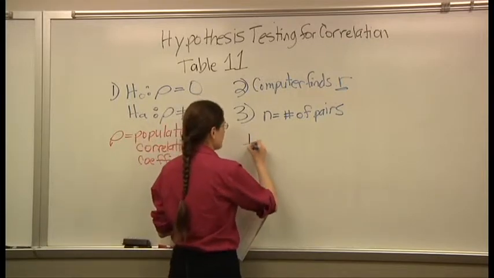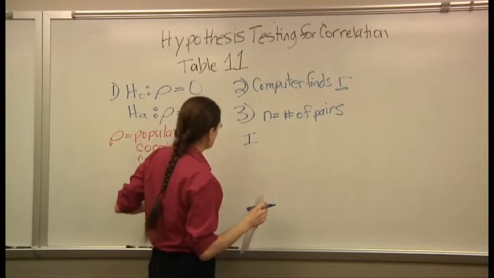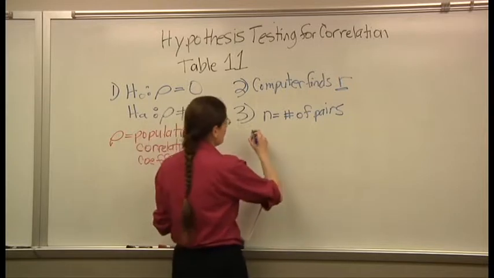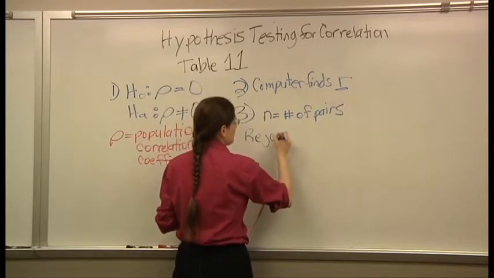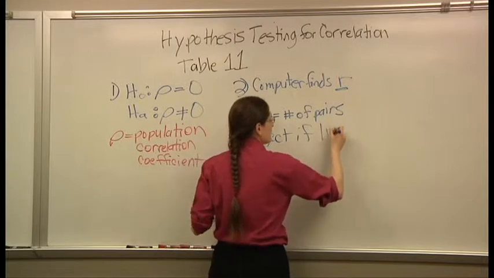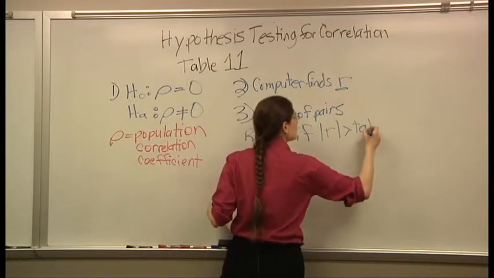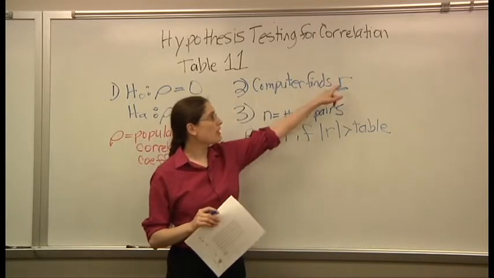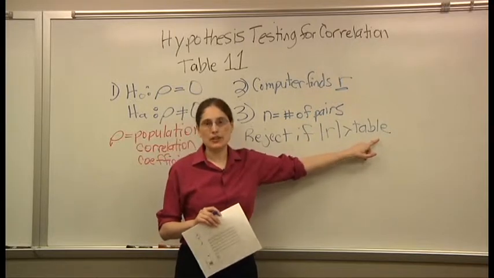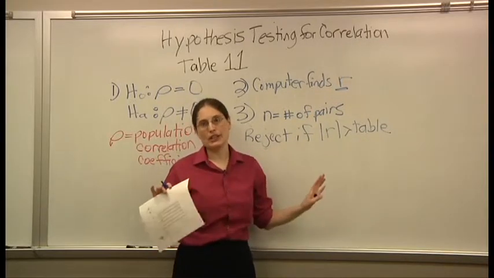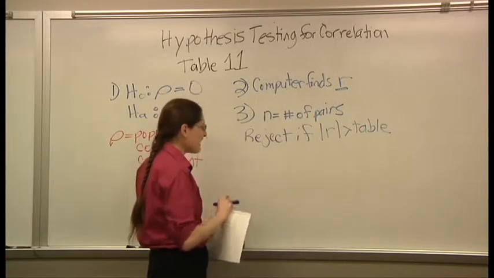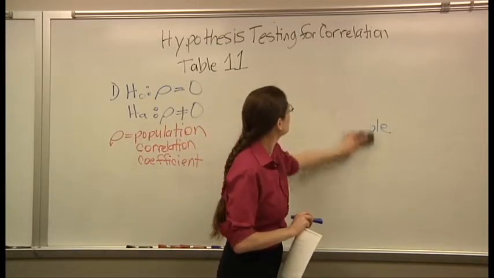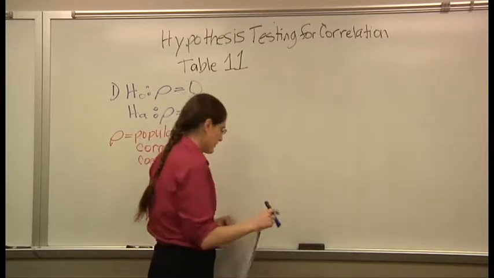So, you reject the null hypothesis if the R that you got from the computer is bigger than the table value, ignoring negative sign. Let's do an example. Same null and alternate hypothesis.